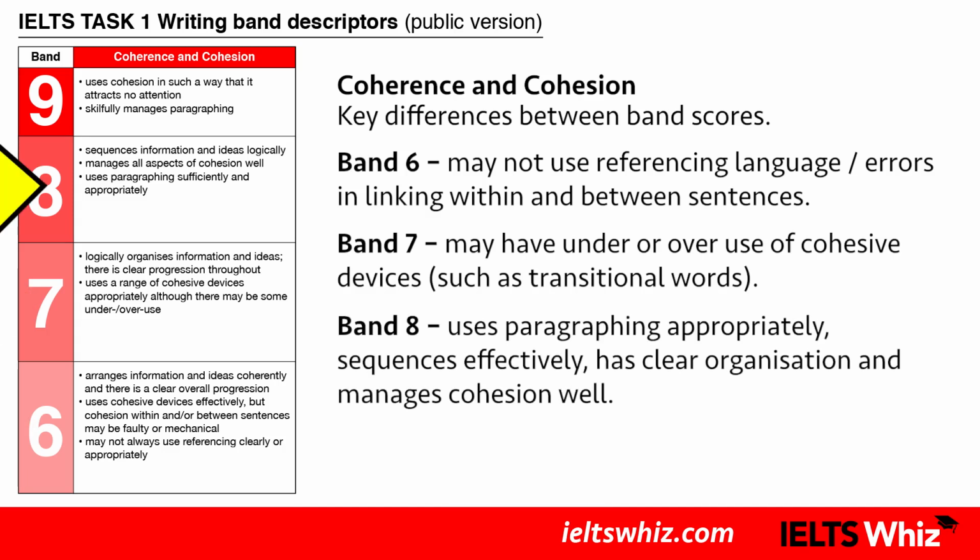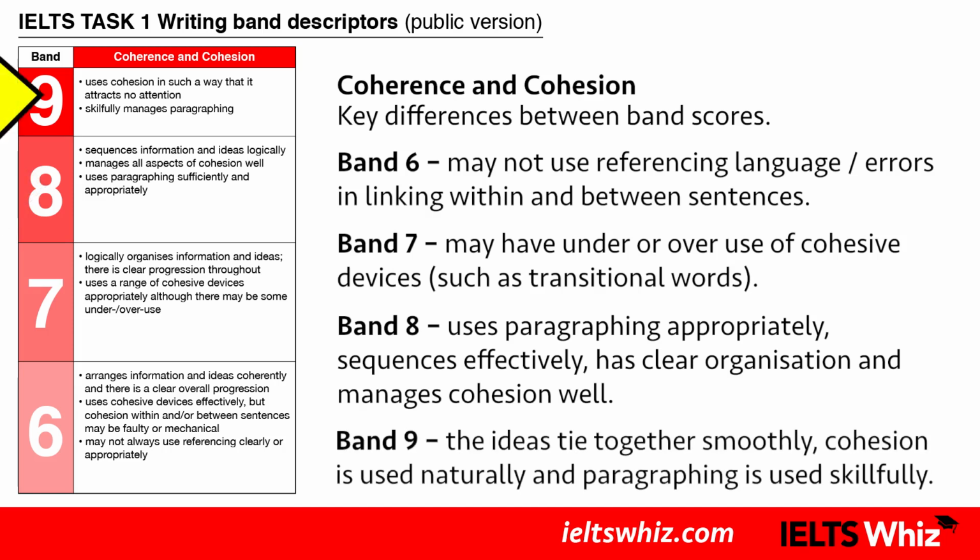For the higher scores, such as band 8, we see that the candidate uses paragraphing appropriately, sequences effectively, has clear organization, and manages cohesion well. And for band 9, the ideas tie together smoothly and clearly, and cohesion is used naturally so as not to attract attention. This includes transitional words. And paragraphing is also used skillfully.